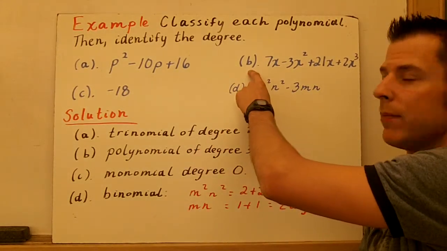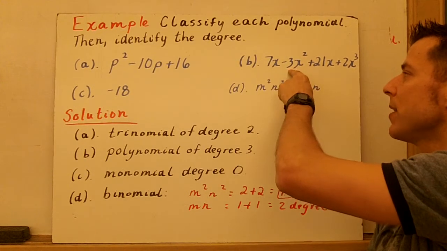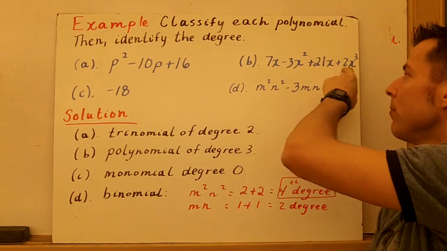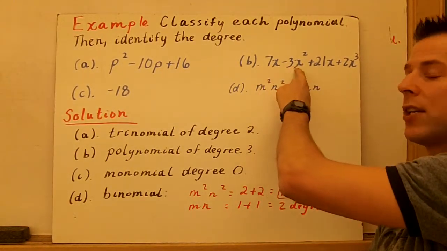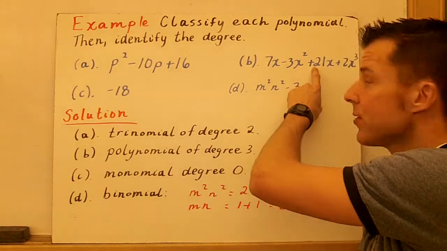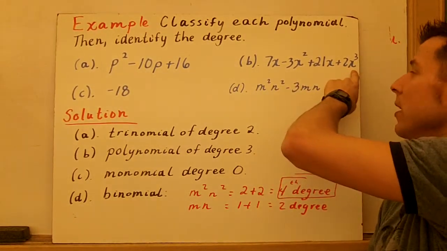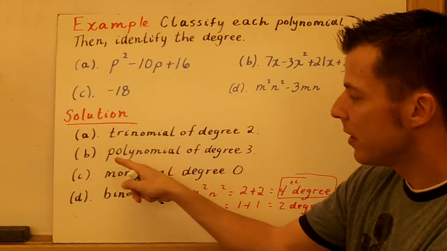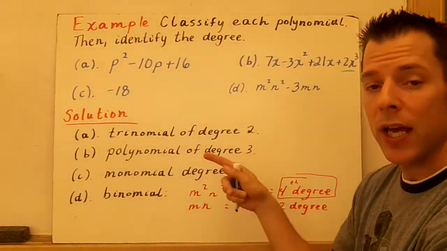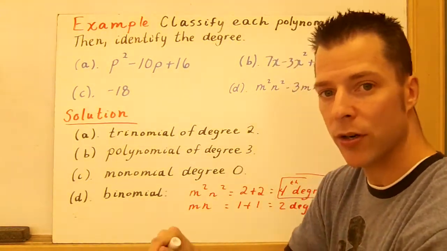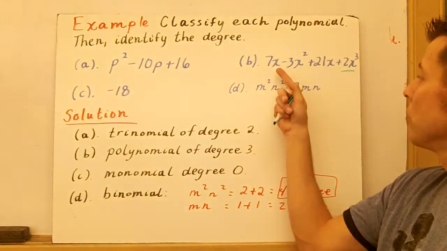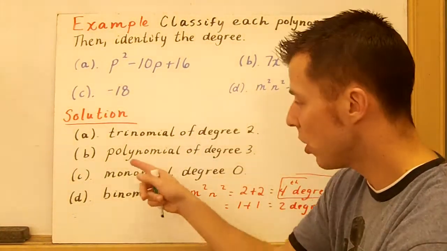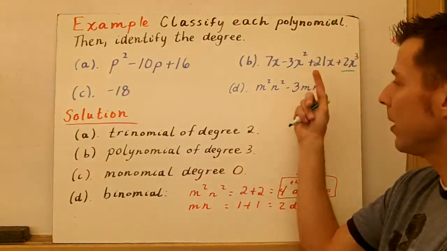In part B, you want to be careful. Some people would run right to this minus 3x squared and say, oh, the degree is 2. So this is a polynomial, but it's not in standard form. We have 7x minus 3x squared plus 21x plus 2x cubed. The cubic is the largest term back here. So in part B, this is a polynomial of degree 3. And notice I said polynomial, not trinomial or quadnomial, because there are 1, 2, 3, 4 terms. But remember, anything after 3 terms, we just call it a polynomial, and that's of degree 3.